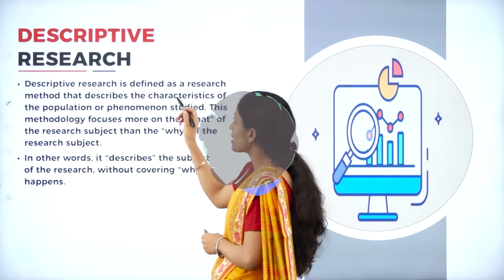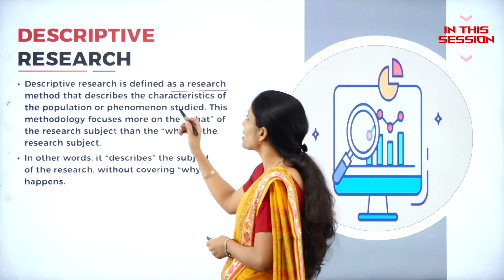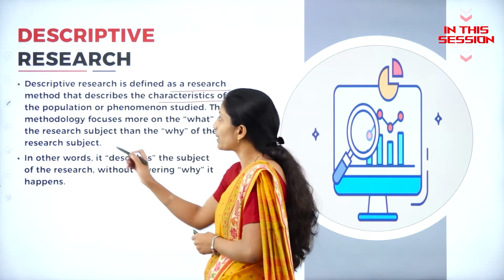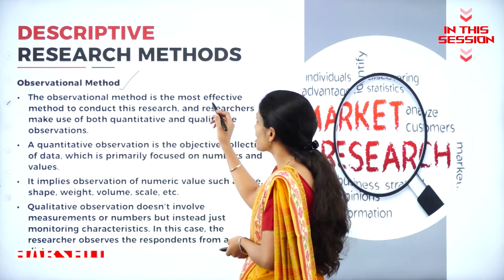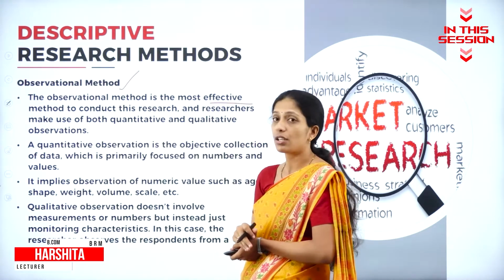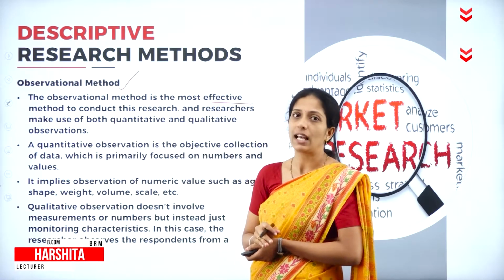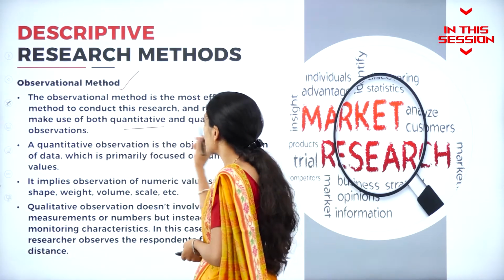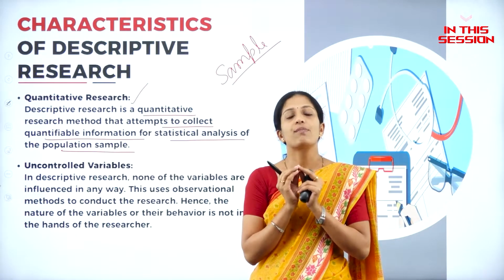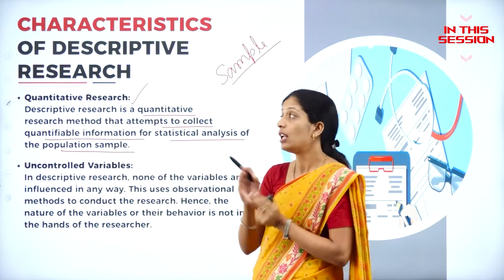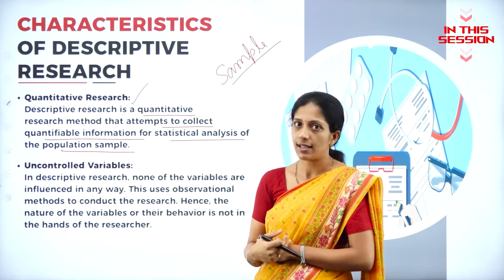So descriptive research is defined as a research method that describes the characteristics of the population or phenomenon studied. Observational method is the most effective method to conduct this research, and the researcher may use both qualitative as well as quantitative observation. Exploratory, we are going to take a small group of people as a sample, whereas under descriptive, we are going to take the whole population as a sample.